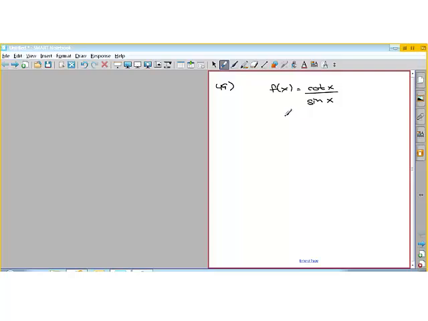So one way, there's a couple ways of doing this one. You could just use the quotient rule. This would be f of x. This would be g of x. But a lot of times you want to see if there's something by changing everything to sines and cosines.